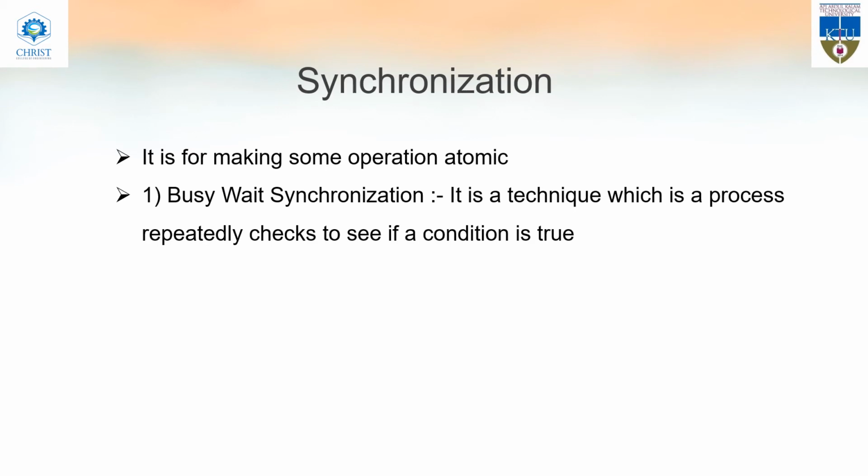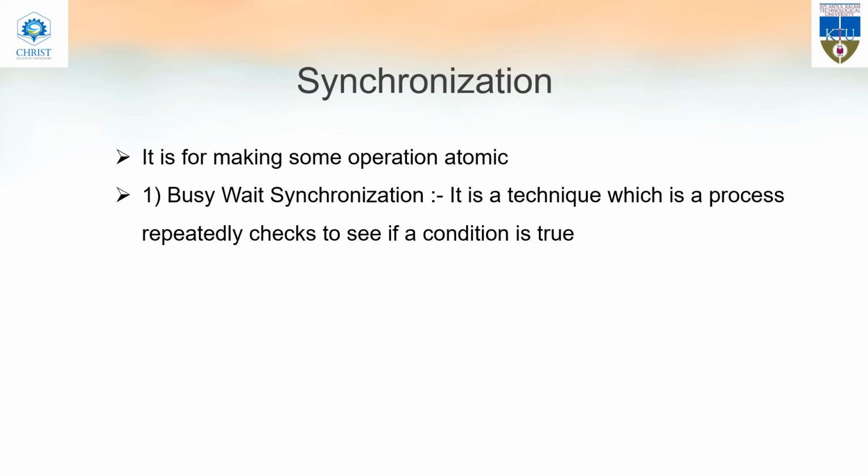So the next topic is synchronization. Synchronization is how processes get executed concurrently. There are a lot of threads, and how all these threads get executed comes under synchronization. There are two types of synchronization. The first one is busy wait synchronization, and the other one is non-blocking synchronization.